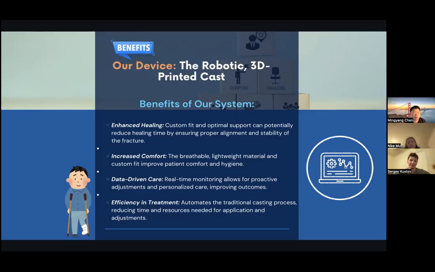And for efficacy in treatment, it actually speeds up and reduces time and resources needed for application and adjustments for the majority of these patients. Imagine if you come in and the cast needs to be left on for longer, you can actually adjust that cast based on the actual programming of our functional robotic system.